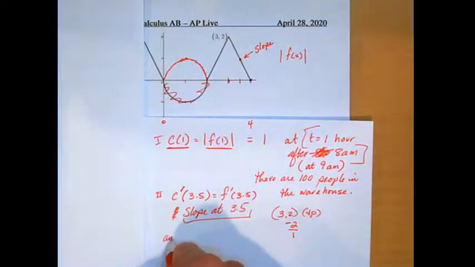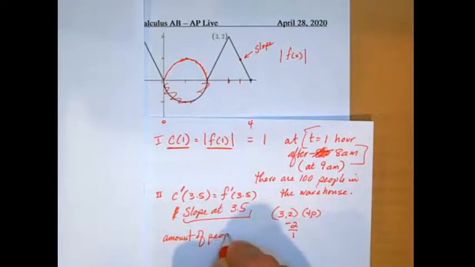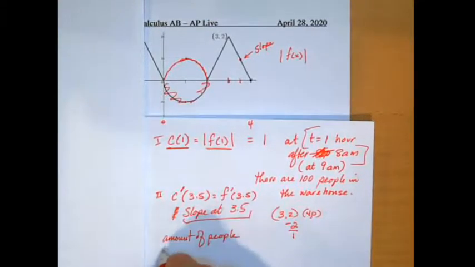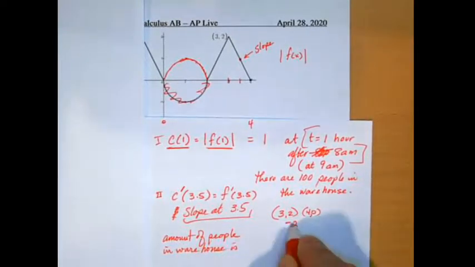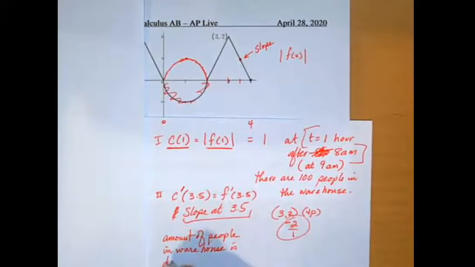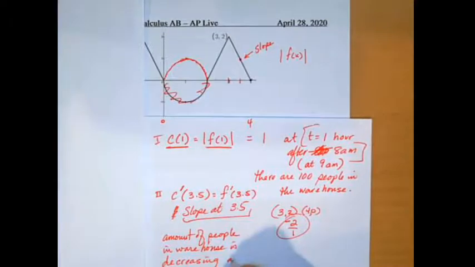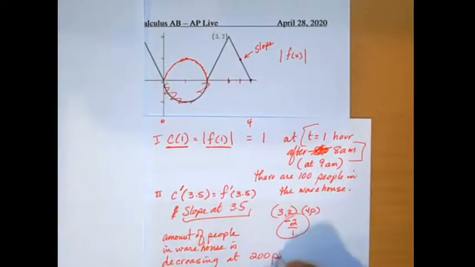the amount of people in the warehouse is, because this is negative, decreasing at 200 people per hour.